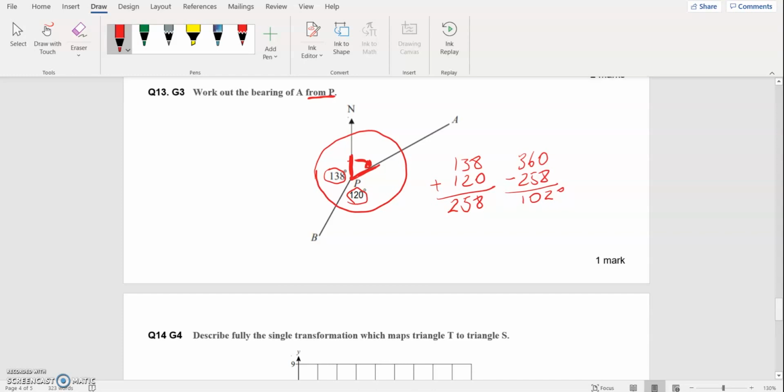One thing to bear in mind though, if the answer was 58 degrees, for example, you need to write it as 058 with 3 digits. Often this is called the 3-figure bearing. So what all that means is having 3 digits. In this case, we do have already 3 digits. So this is the answer.